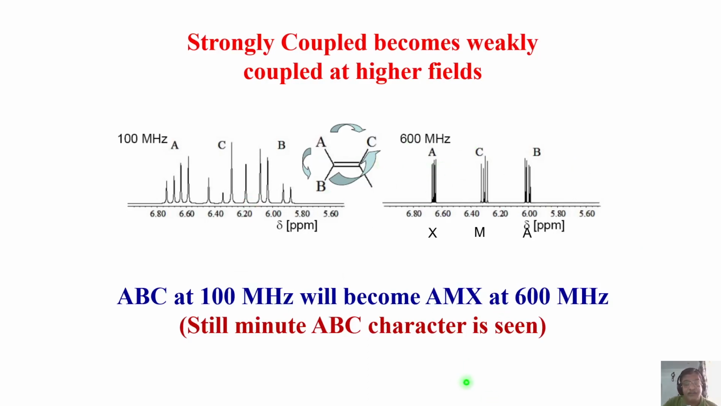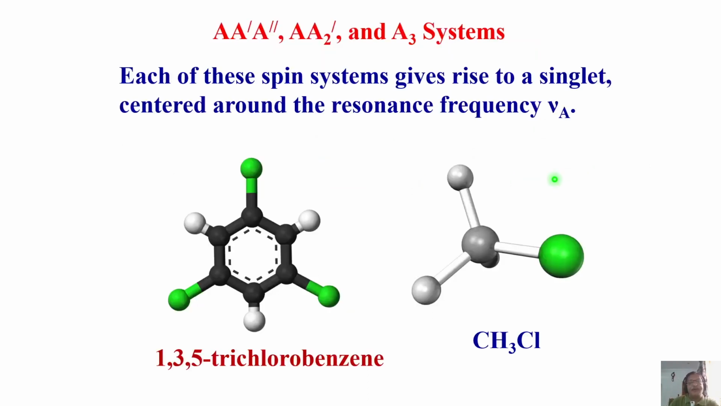Even at 600 megahertz, if you carefully see, it is not perfectly weakly coupled. You see, intensities are not equal. Still there is some anomaly. A minute ABC character is there, but by and large for first order analysis, measuring coupling and other things is okay. Intensity is different, but coupling constants can more or less be obtained precisely. Similarly, you can get the AA'A'' case, where all three are there in 1,3,5-trichlorobenzene. These protons have the same chemical shift, but we have couplings present in that. So it is a classic example of A', A''.